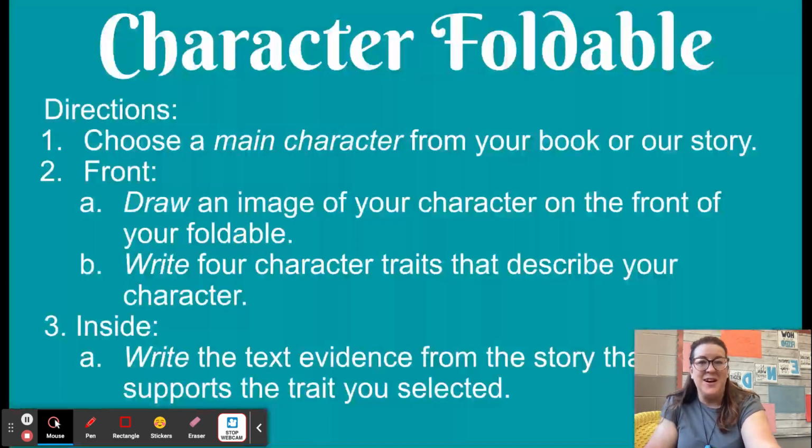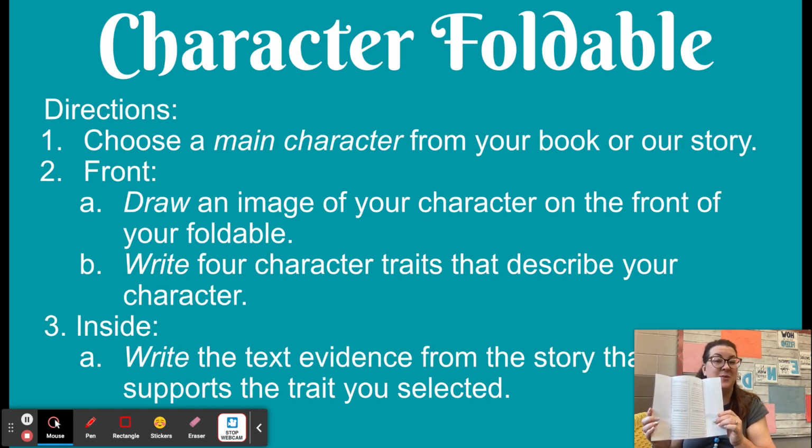So let's review our directions again. On the front, you're going to draw an image of your character, write 4 character traits that describe your character, and on the inside, you're going to write the text evidence from the story that supports that trait, an example of when they showed that trait.